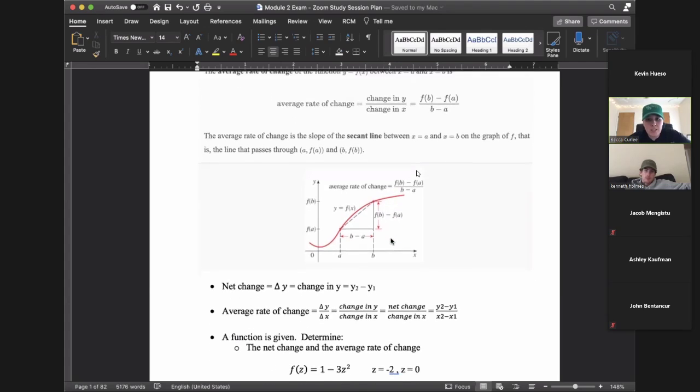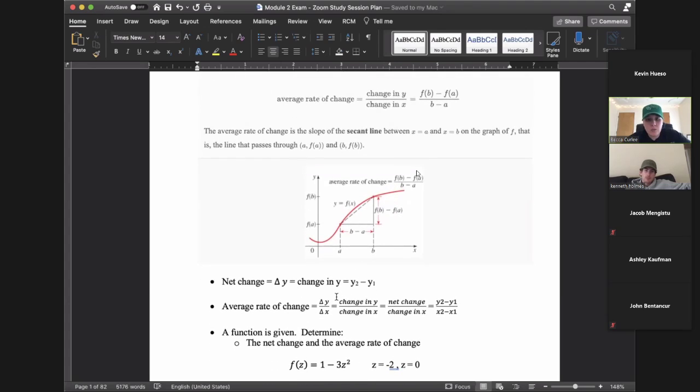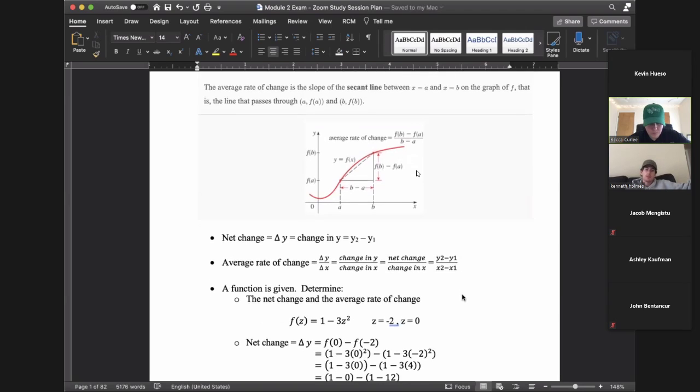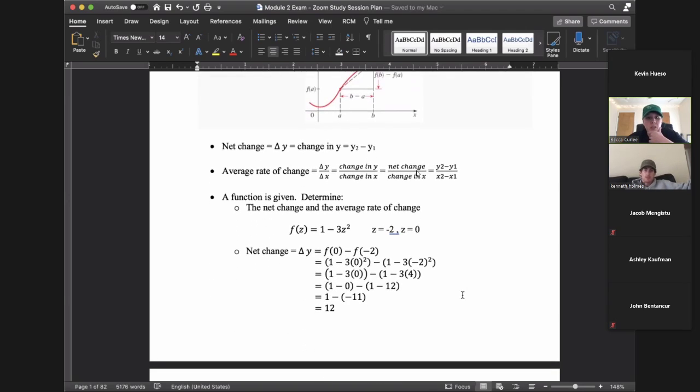So the net change is going to be your change in y. Whenever you find average rate of change and net change, if you find net change first, then you don't really have to do it again. You can just take your net change and put it over your change in x. It's kind of like saving you some work here. But average rate of change is going to be your change in y over change in x, or the net change over the change in x. So you're taking your y2 minus your y1 over your x2 minus your x1. So there's an example here.